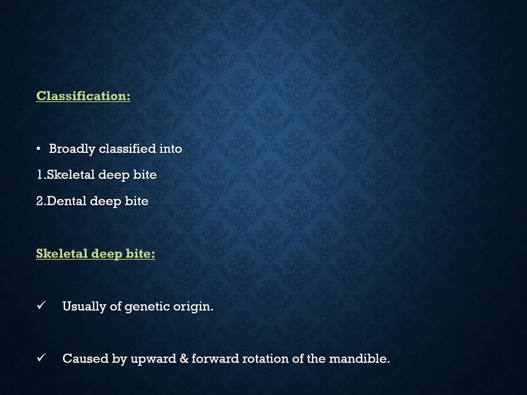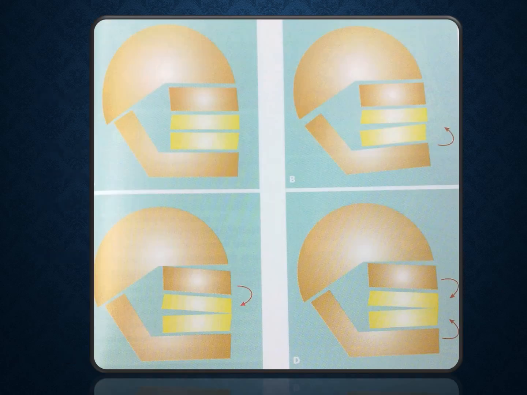Now, how do you classify the deep bite? You can either have a skeletal deep bite or a dental deep bite. A skeletal deep bite is basically genetic, and it is caused by the upward and forward rotation of your mandible.